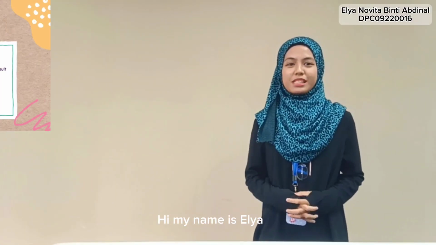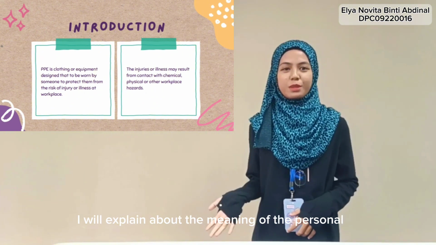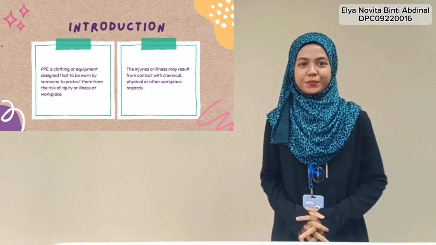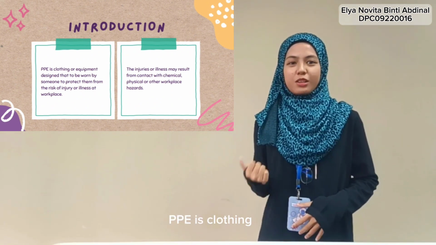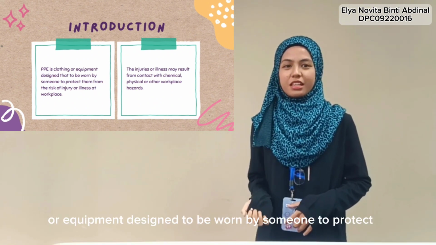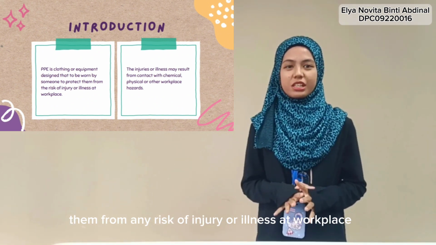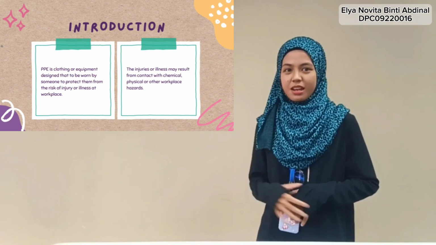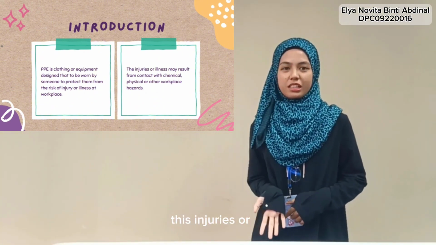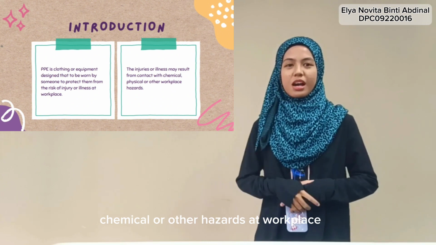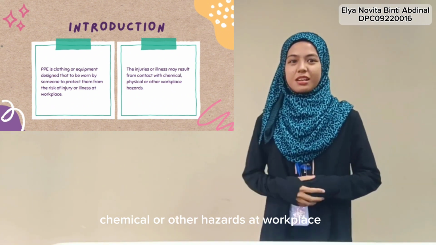Hi, my name is Elia. I will explain about the meaning of personal protective equipment, which is PPE. PPE is clothing or equipment designed to be worn by someone to protect them from any risk of injury or illness at workplace. These injuries or illness may result from contact with physical, chemical or other hazard at workplace.